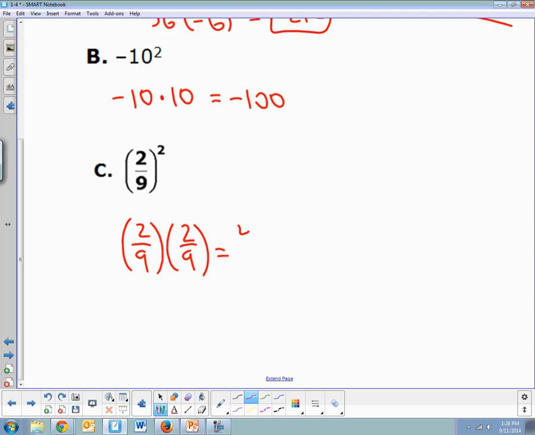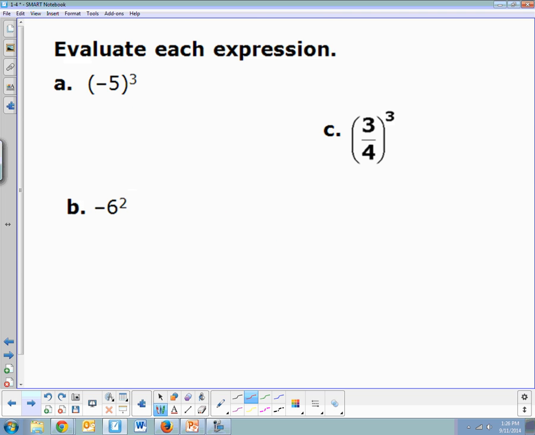2 times 2 is 4. We multiply the denominators. 9 times 9 is 81. I can't reduce that. That's it. 2 ninths squared is 4 81sts. And that's how we use exponents with fractions. Give these three a try on your own, and we'll see what you come up with. So pause it, and then we'll go through them together.